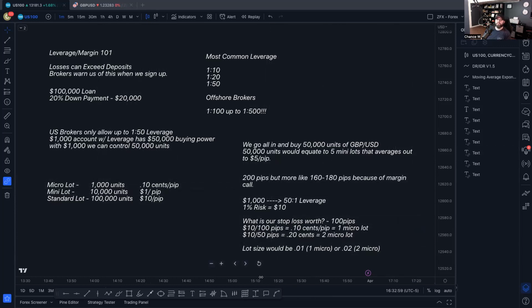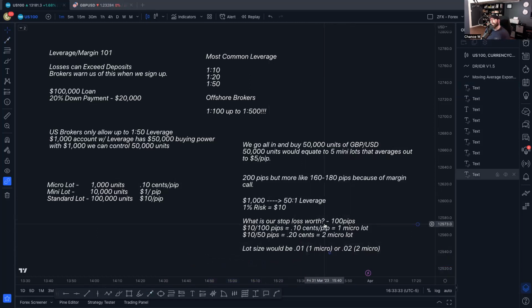If our stop loss was 50 pips, you kind of see where this math is going. $10 divided by 50 pips is 20 cents. It'd be 2 micro lots. And the lot size, when you enter it in MetaTrader, is going to look like this. 0.01 will be your lot size if you're risking 1 micro lot, or it'd be 0.02 if you're risking 2 micro lots. This is actually what it would look like in MetaTrader when you would enter the trade, what your lot size or your volume would be. Okay.